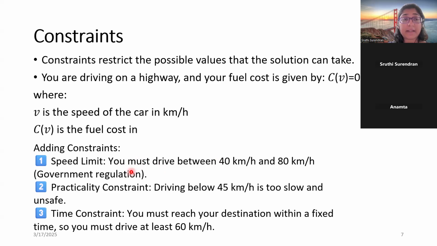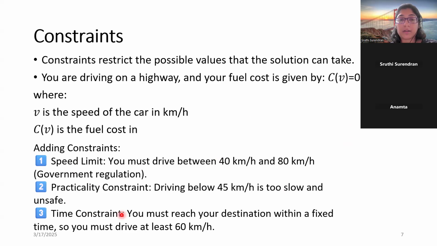So here we have an initial constraint where say the government regulation is you have to drive between 40 and 80. But again, there is another constraint where if you drive below 45 kilometers per hour, it is too slow and it's not a safe speed to travel. And again, there is another constraint where if you drive very slow, say even at 45 kilometers per hour, it will be too slow that you won't be able to reach the place on time. So you have to take care of all these things.